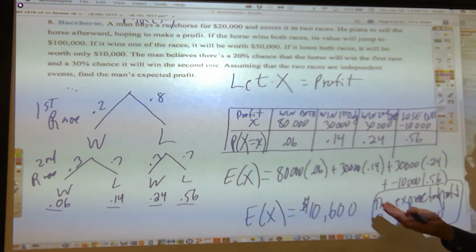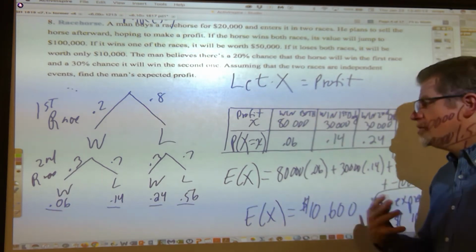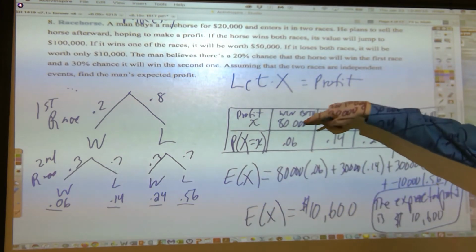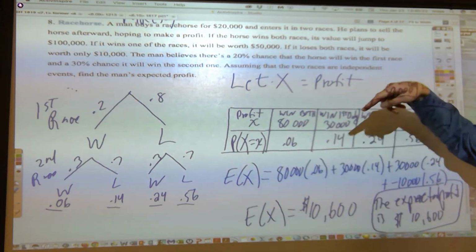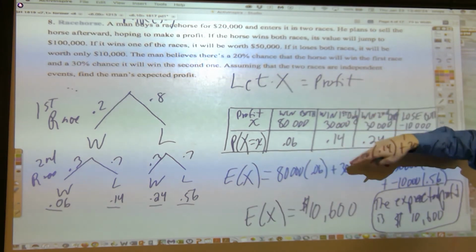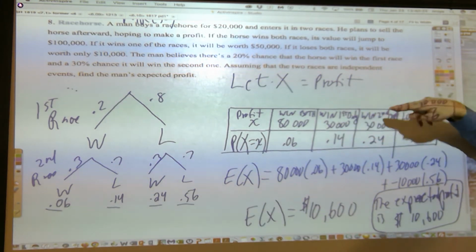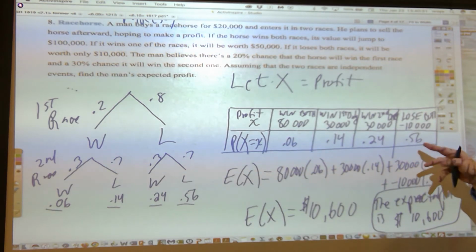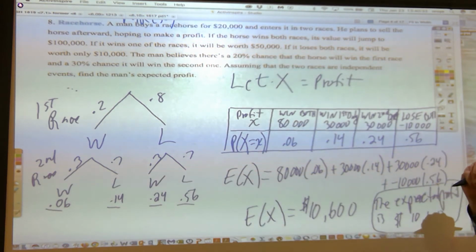They didn't ask for the standard deviation, but if they did, you wouldn't want to have to type in 10,600 4 times. Just store it in M so that you can do 80,000 minus M squared times 0.06, plus 30,000 minus M squared times 0.14, plus 30,000 minus M squared times 0.24, and then negative 20,000 minus M squared times 0.56.